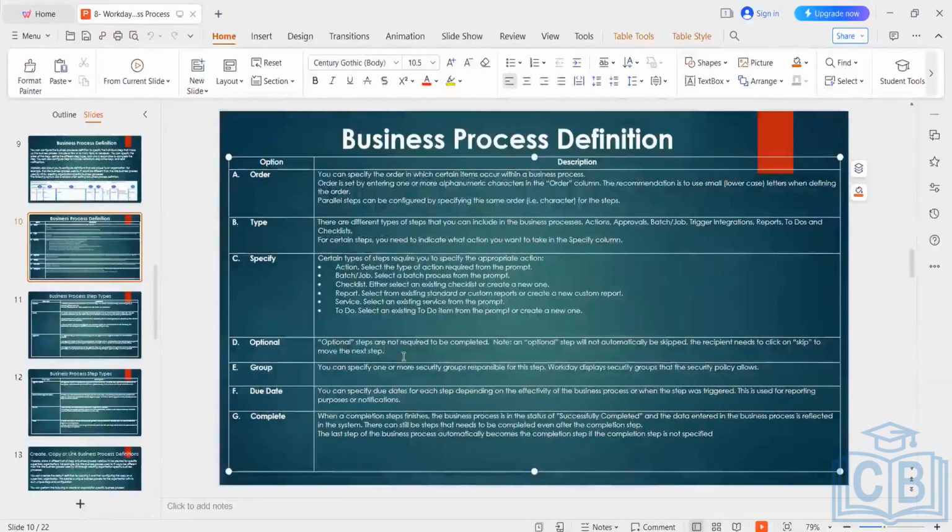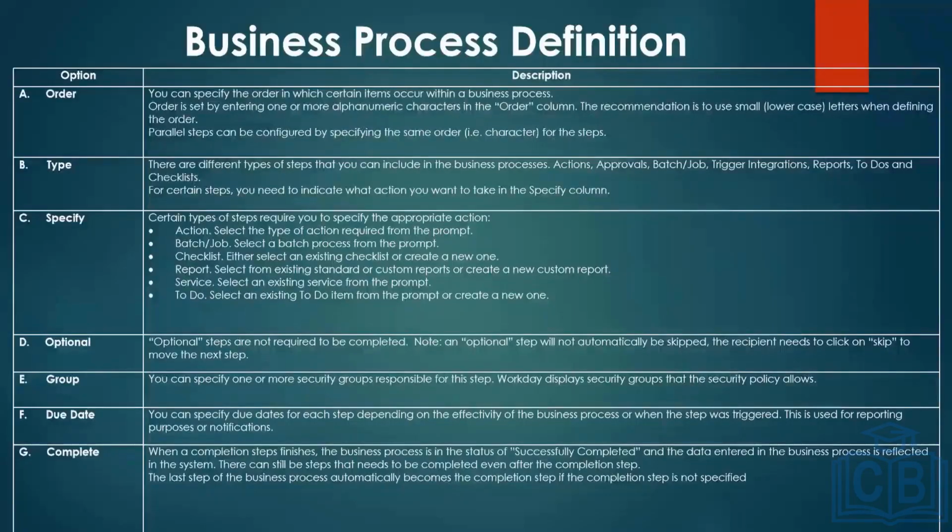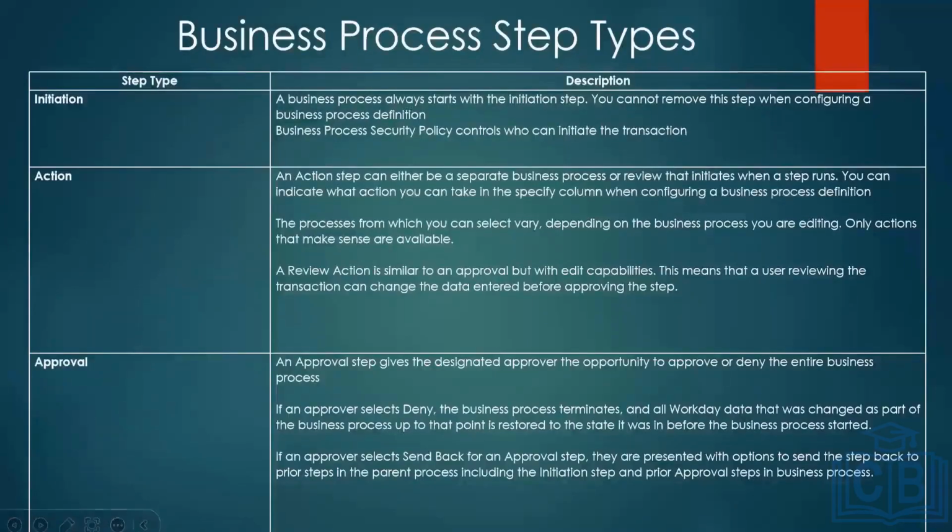An optional step will not automatically be skipped. The recipient needs to click on skip to move to the next step. Remember this, it won't be automatically skipped. If it is checked, it doesn't mean that it will be skipped automatically. There is an icon, once we hire the employee, we will look into that. There is a settings icon. Once you click on that, you have the option to skip that step. Otherwise, the person responsible can take the action for this particular step. No one else is going to take the action unless it is delegated, unless that particular security group or employee has assigned it to someone else.